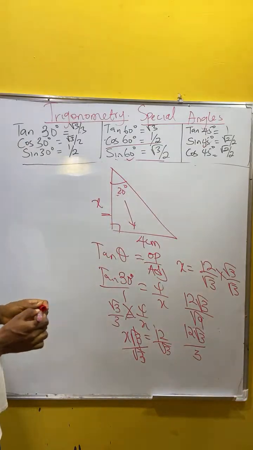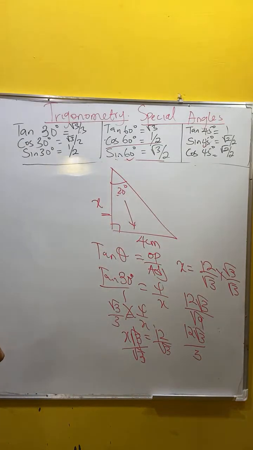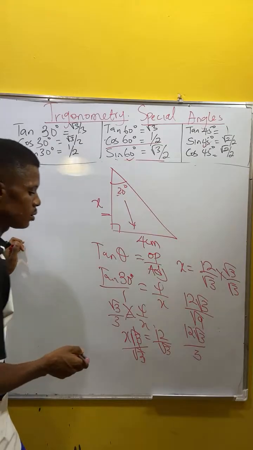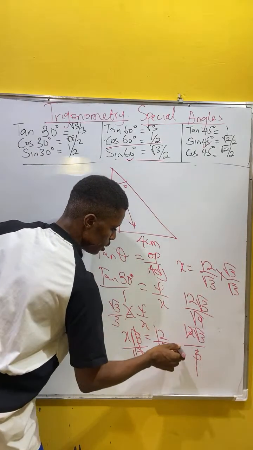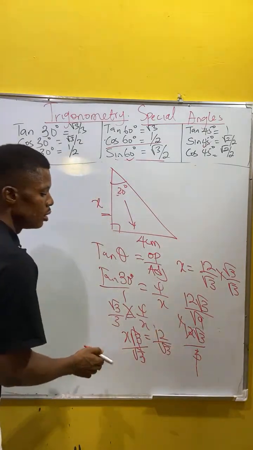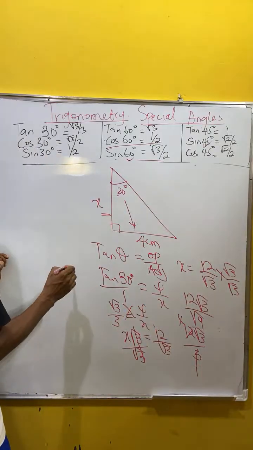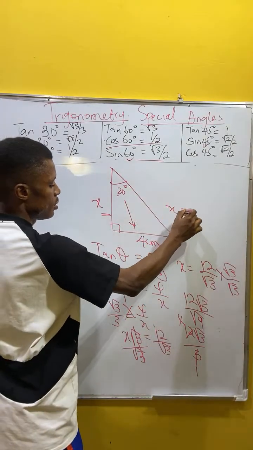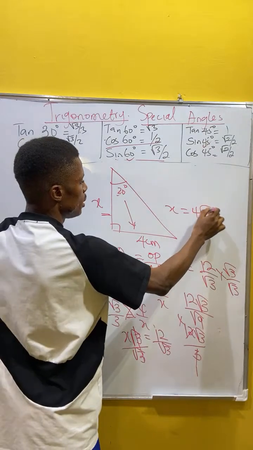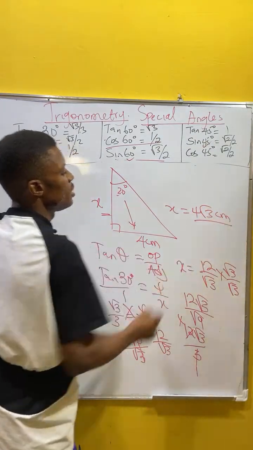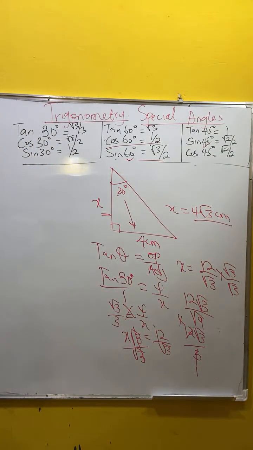The next thing is to reduce the fraction to its lowest term by dividing by the common factor. 3 into 3 is 1, 3 into 12 is 4. So the answer is x is equal to 4 root 3 centimeters. Please, if you forget to put the unit, you got it very wrong.